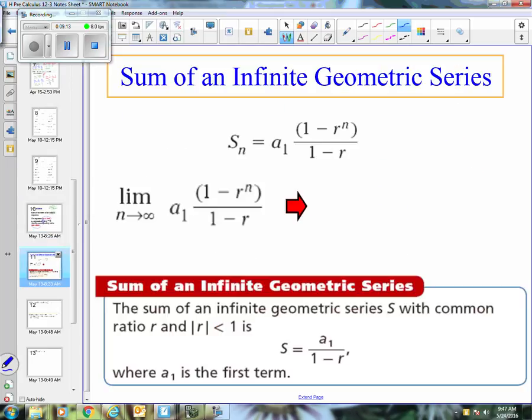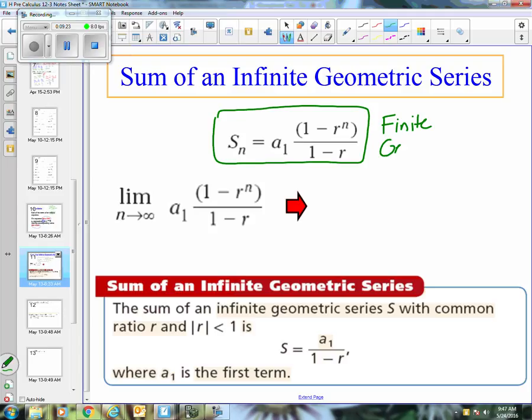So the sum of an infinite geometric series. What I have written up here for you is the sum formula for a finite geometric series. Now, to make it infinite, we have to look at what happens as n approaches infinity. So to make this an infinite series, we have to think about what that's going to be doing. So what I'm going to do then is take the limit as n approaches infinity of this formula, this relationship, and see what happens.